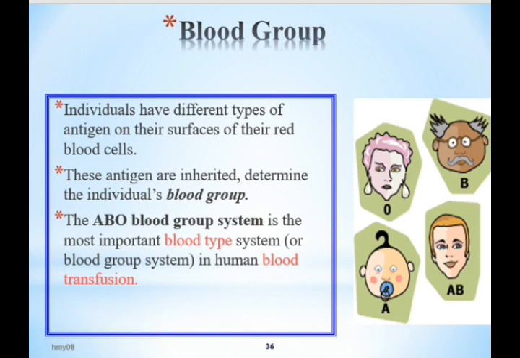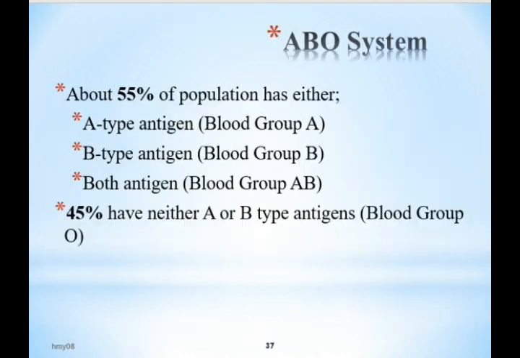The blood types A, B, AB, and O are all determined by antigens. These antigens are inherited, and they determine your blood group. The ABO blood group is the most important blood type system for human blood transfusion. About 50% of the population has either A, B, or AB type antigen. The other 40% have neither A nor B, meaning that they don't have any of these antigens. They are able to give blood.